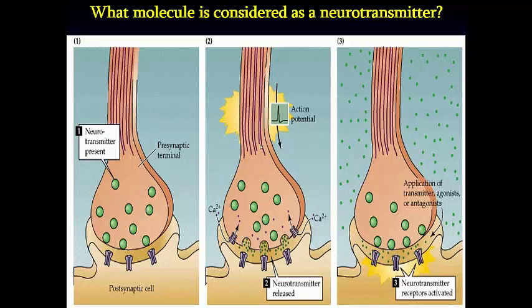And when an action potential arrives, voltage-gated calcium channels are opened, which results in activation of a molecular machinery, which eventually results in release of neurotransmitter from the vesicle into the synaptic cleft. And finally, it should arrive at the postsynaptic membrane, where it should have its receptor, and application of agonists or antagonists should mimic the effect of the neurotransmitter. So if all these three conditions are met, we may consider the given molecule a neurotransmitter.